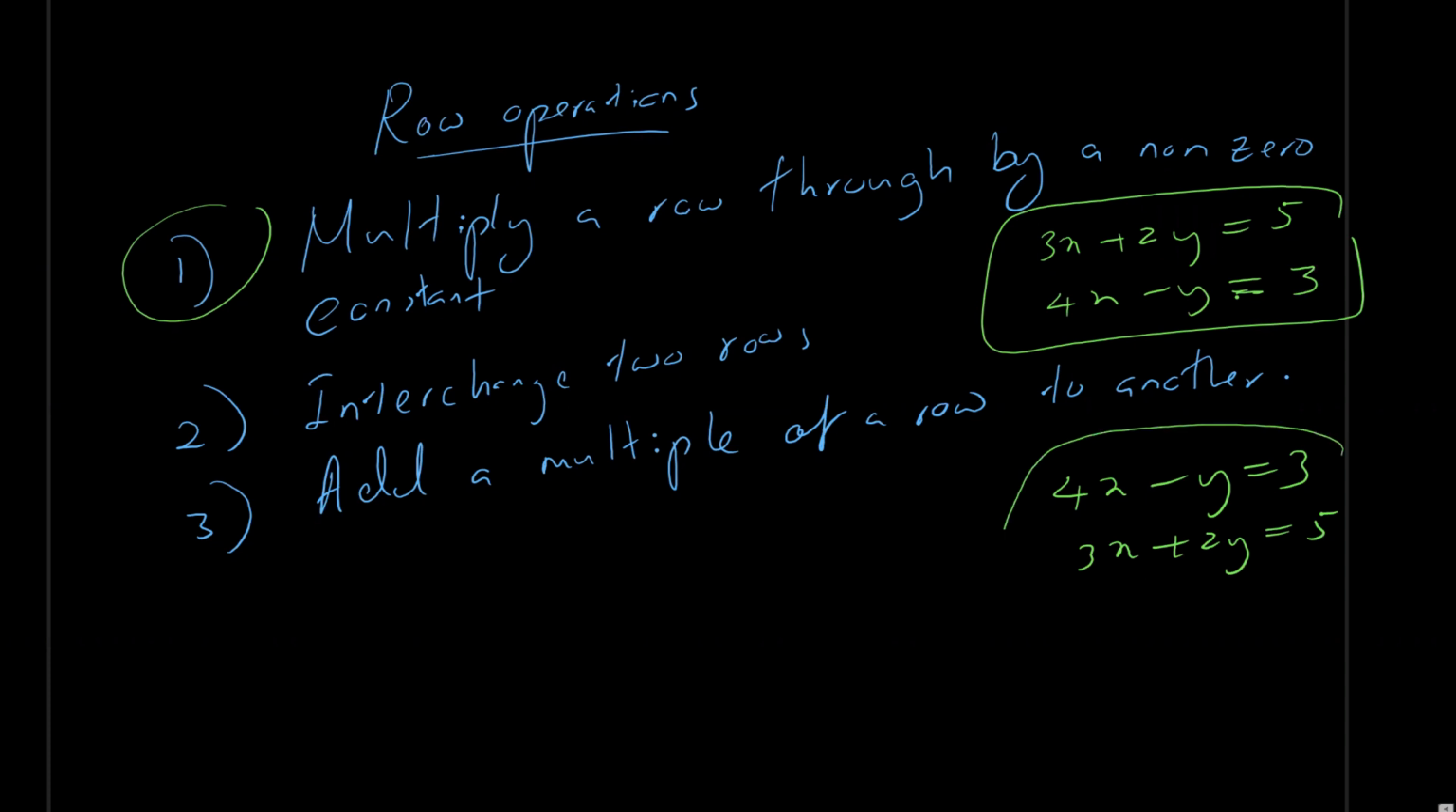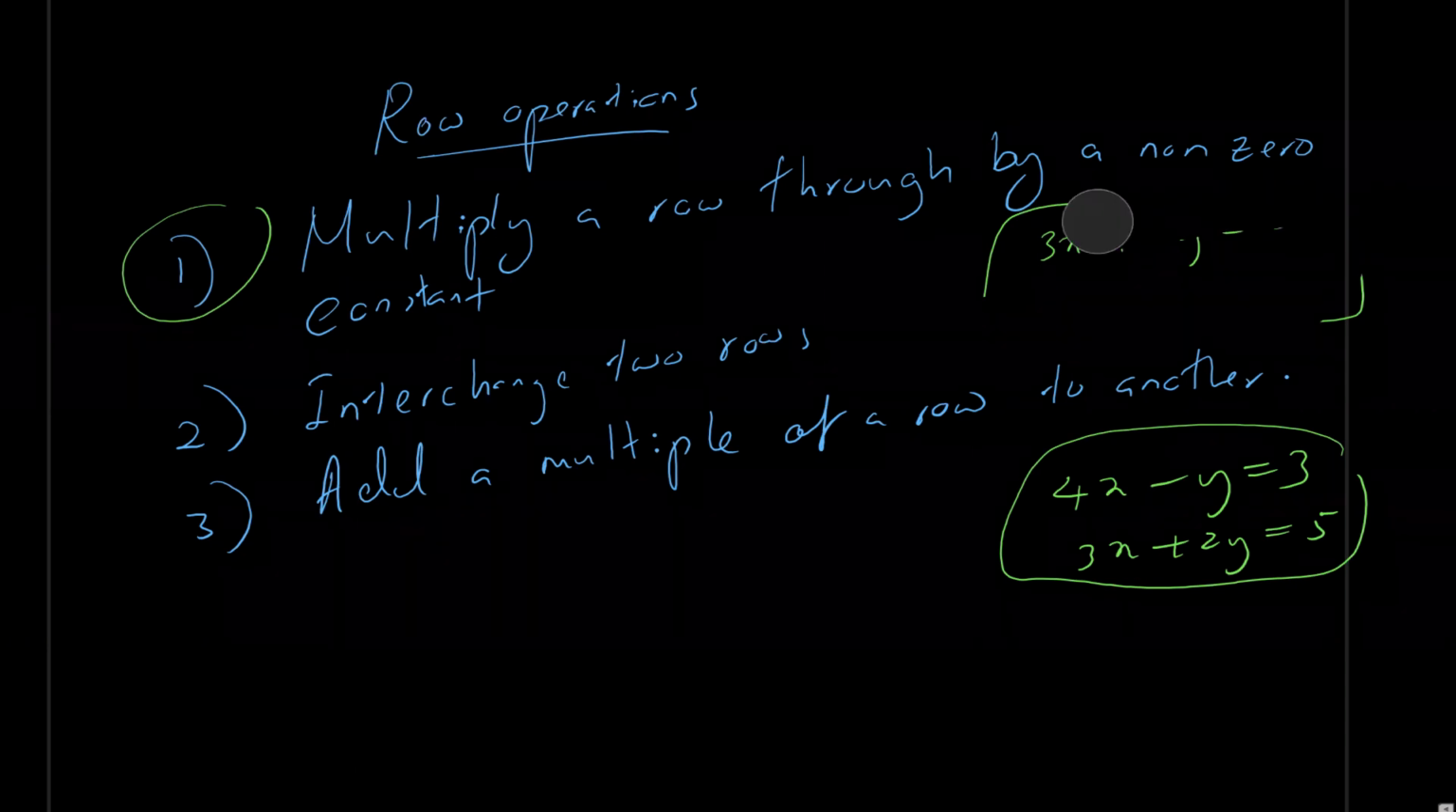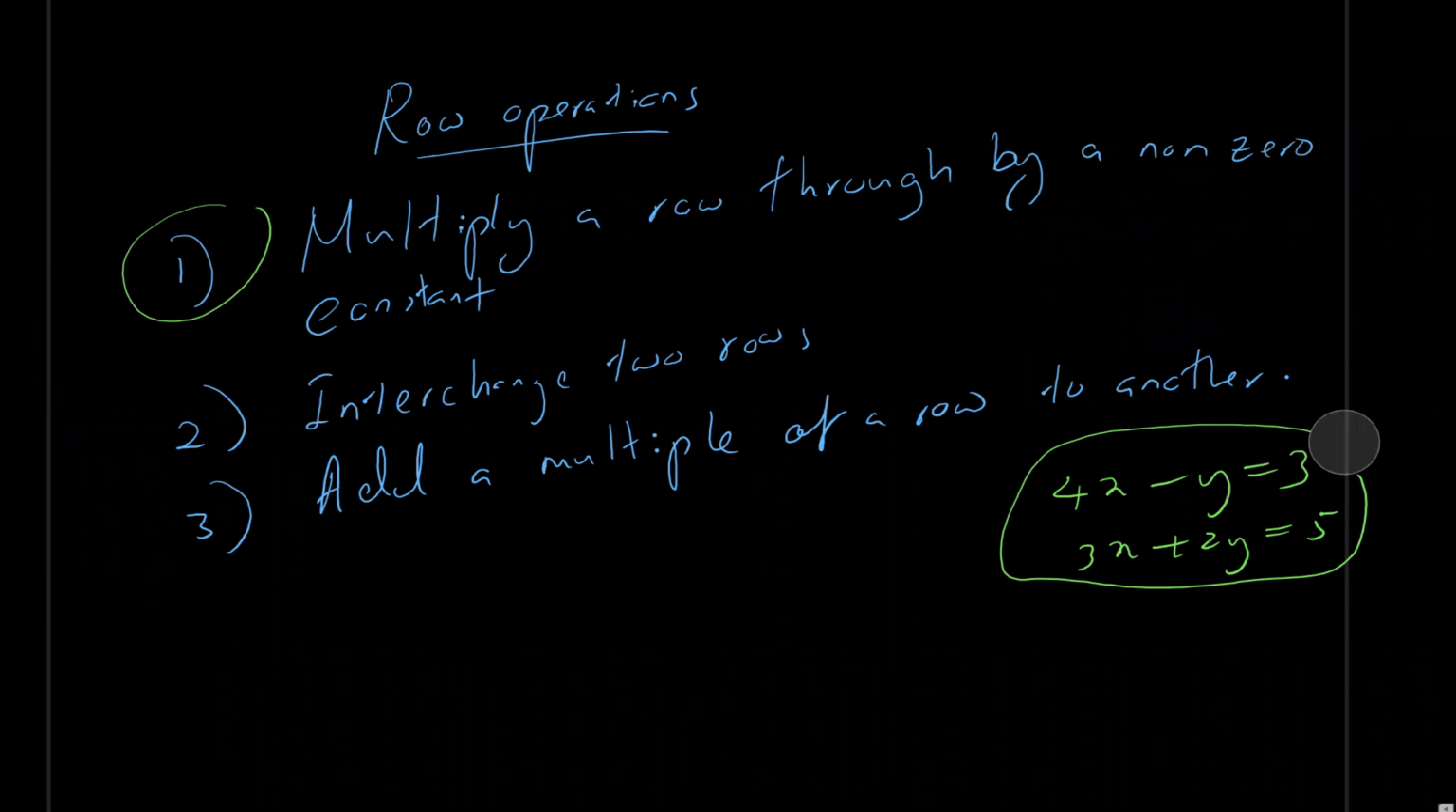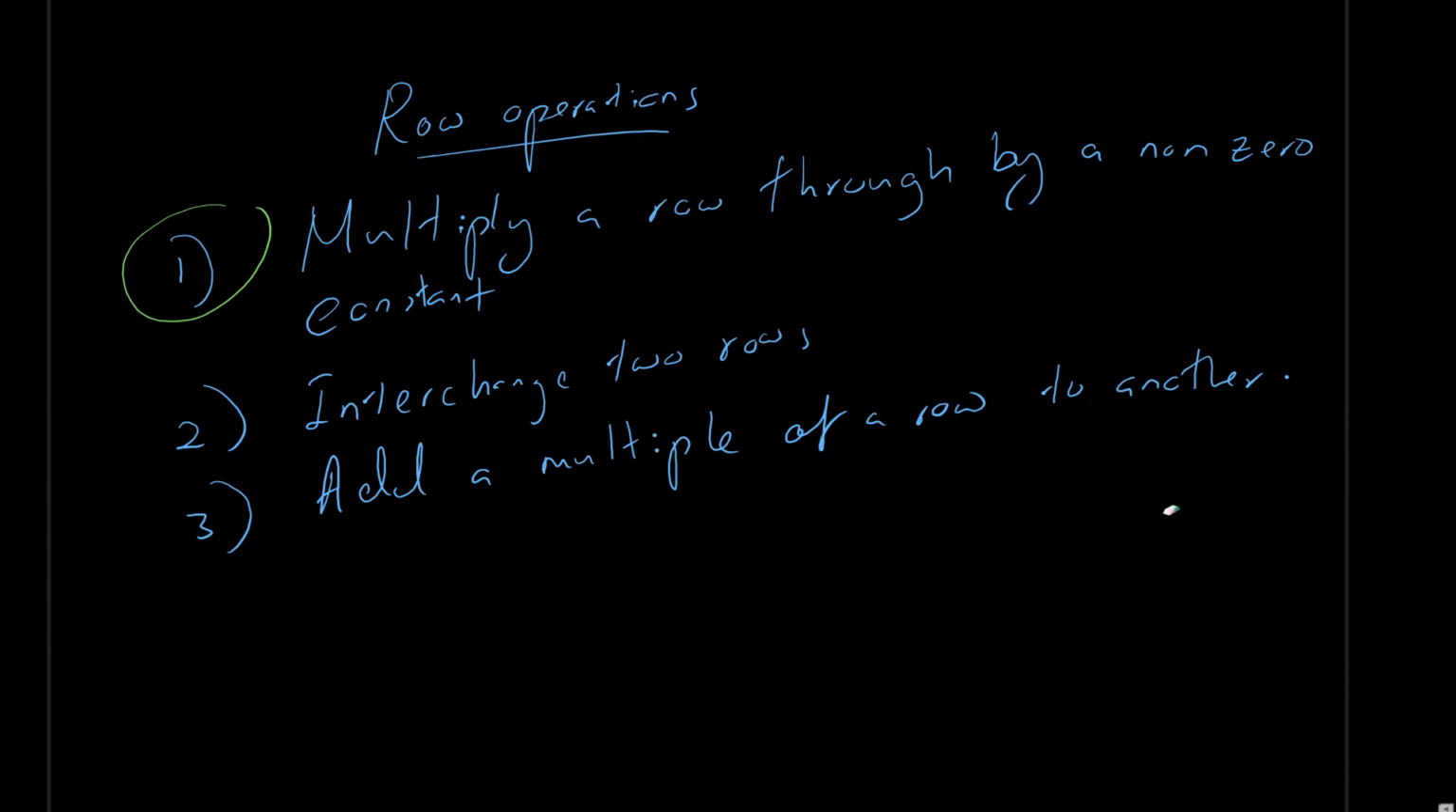I'm just rewriting it the other way around. So that's what it means. So in the matrix world, you can do that as well. So that should be clear. And the last one is actually the one that we use for the elimination or back substitution.